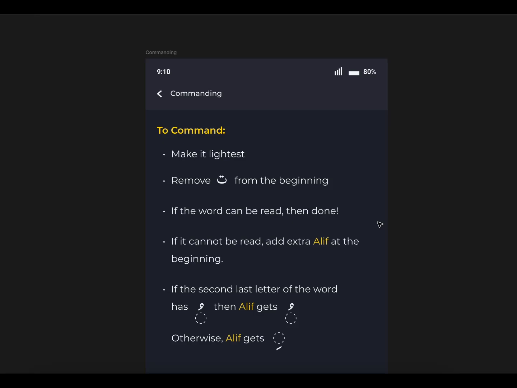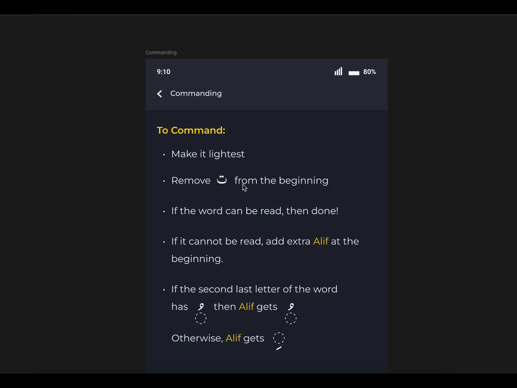In this lesson, we will learn how to command. We have already learned about forbidding, and from that we know that forbidding needs to happen in second person, meaning anta, antuma, antum, anti, antuma, antunna version. And command also works the same way. It needs to be in second person. How do I make a command?